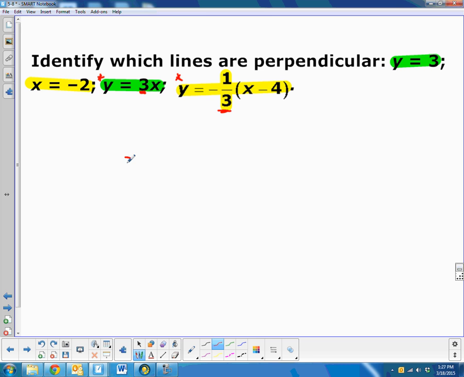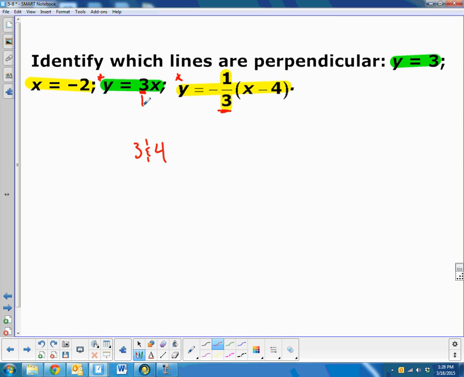So 3, that's the same as 3 over 1. Negative 1/3, if I take the opposite and the reciprocal of 3 over 1, I'd get negative 1/3. So the third and the fourth graph, in this case, are perpendicular. Because 3 and negative 1/3 are opposite, one's positive, one's negative, and they're reciprocals of each other. They're the inverted fraction, 3 over 1 and 1 over 3.